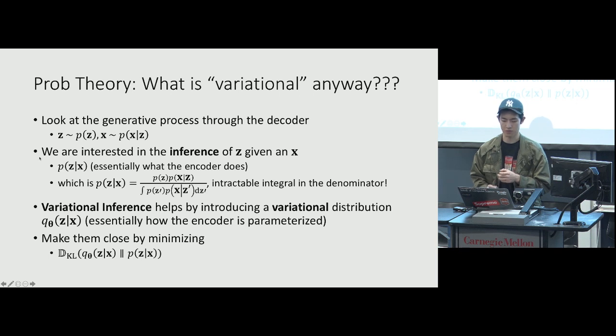So now, essentially what the decoder does, actually, we're interested in the inference of the z given an x. So in the decoder, say we have a real-world decoder, and we can actually generate some x out of this z. But now we're interested in how we can use the encoder to infer this z back given this x. So if we want to solve this directly, we want to look at how we can work out p of z given x.